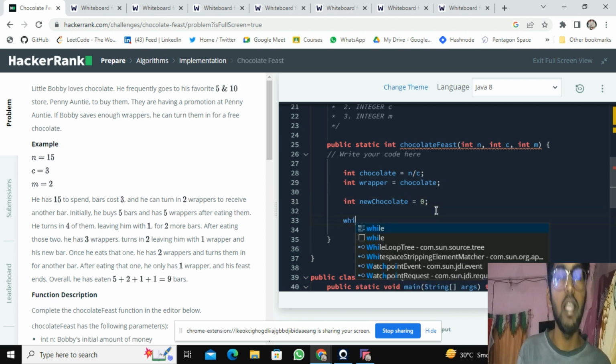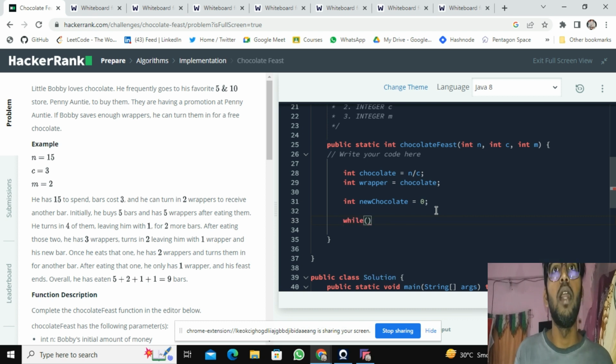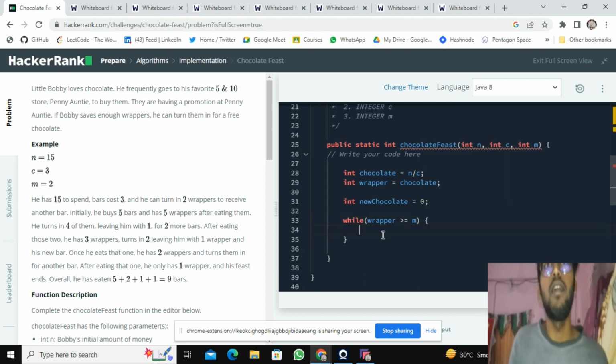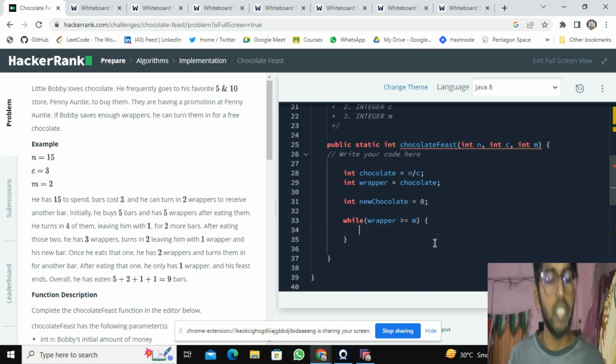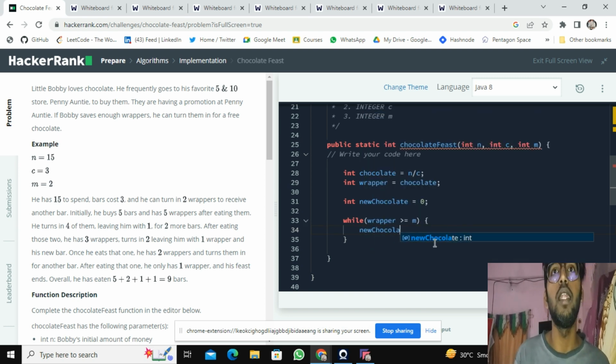So here I have to write a while loop, until the wrapper count is greater than or equal to what? The minimum number of wrappers required, that is m. If the wrappers are greater than or equal to m, there's a chance that I can get a chocolate in return from that Penny Auntie. So from these wrappers, how many new chocolates could I get?